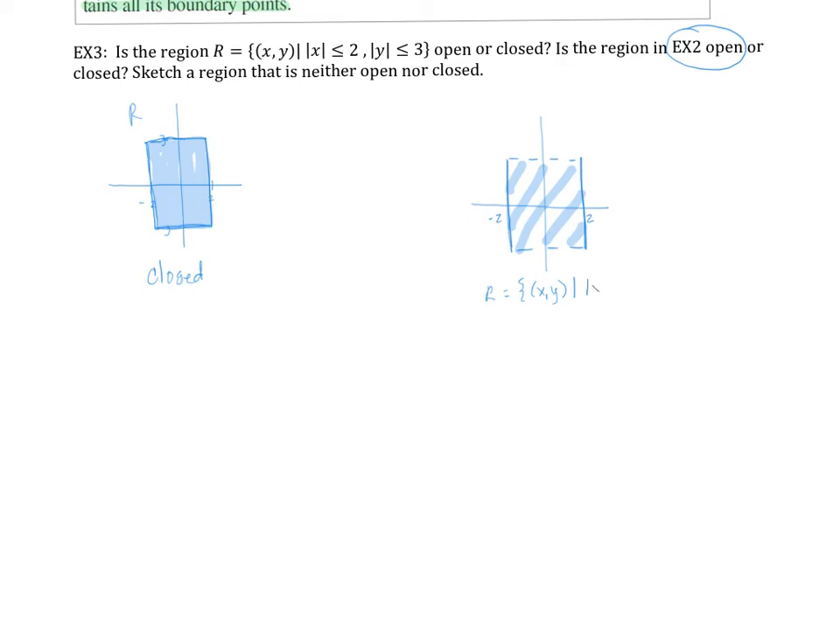Such that the absolute value of x is less than or equal to 2. And if we go through our y values, the horizontal, notice that this is dashed, so it doesn't contain boundary points. So the absolute value of y is strictly less than 3. So closed means contains all boundary points. Open contains no boundary points. Neither open nor closed contains some boundary points.